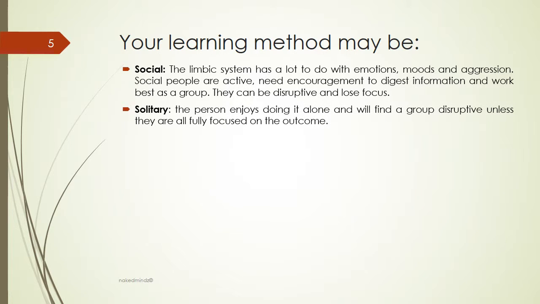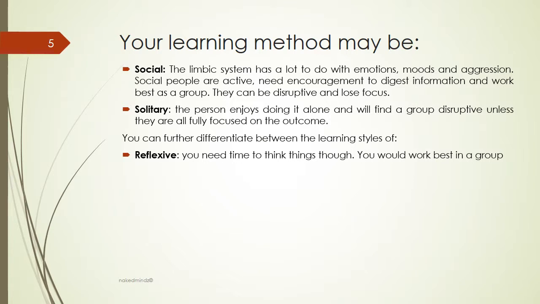Then we have our solitary learner. This is the person who enjoys doing it alone. If they do work as a group, they'll get very irritated if they're not all focused on the outcome. We then have a couple of learning styles. One is reflexive. That means you need time to think things through. Normally reflexives work best in a group, so they're more social.